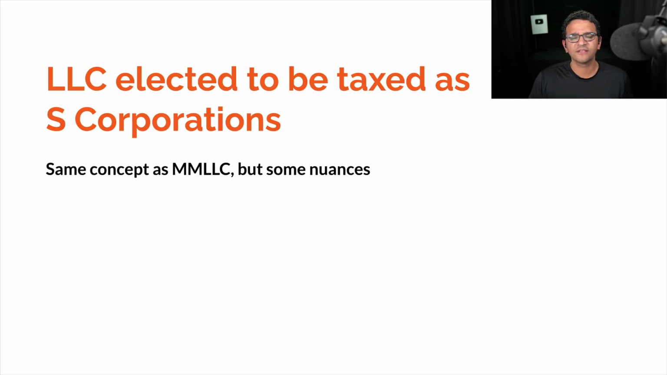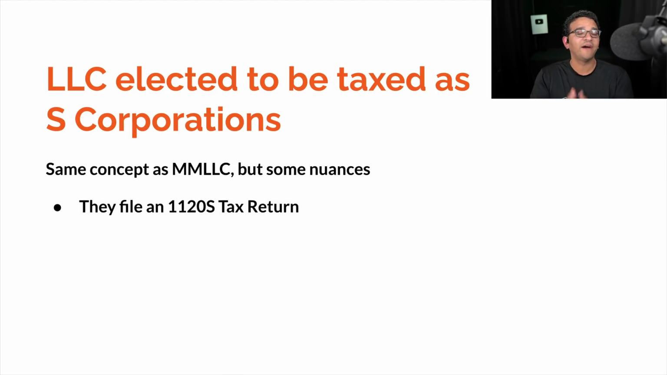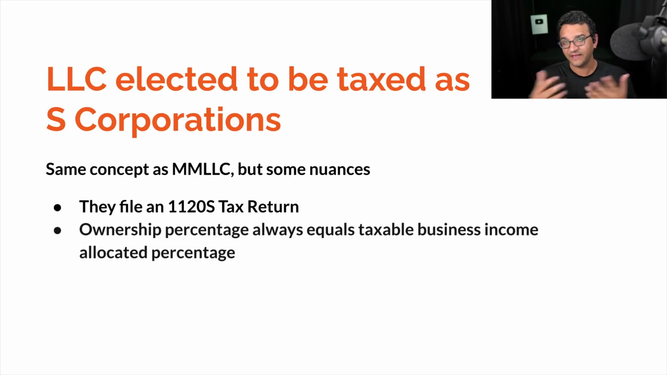Now, same concept as a multi-member LLC. You're going to have one or more owners. You're going to file an 1120S tax return instead of a 1065 if it's got more than one owner. Ownership percentage always equals taxable business income percent allocated.